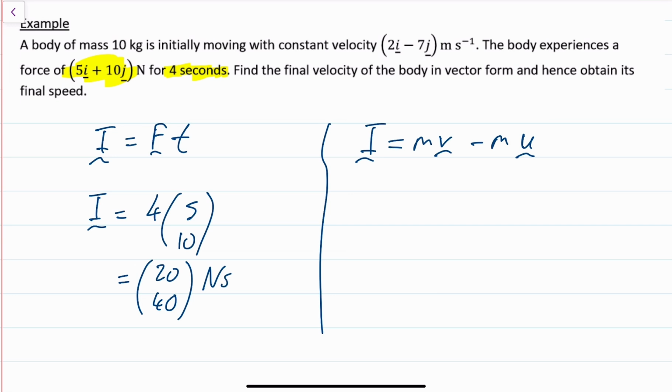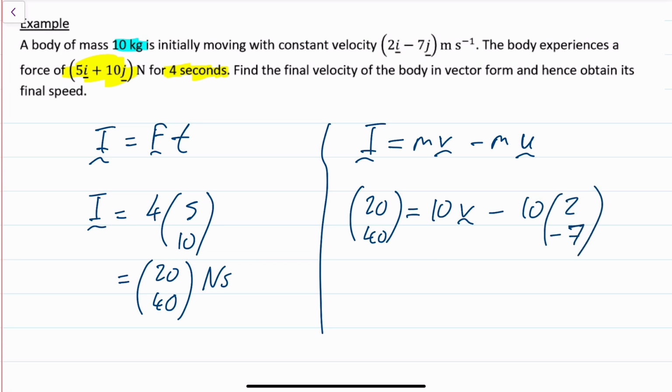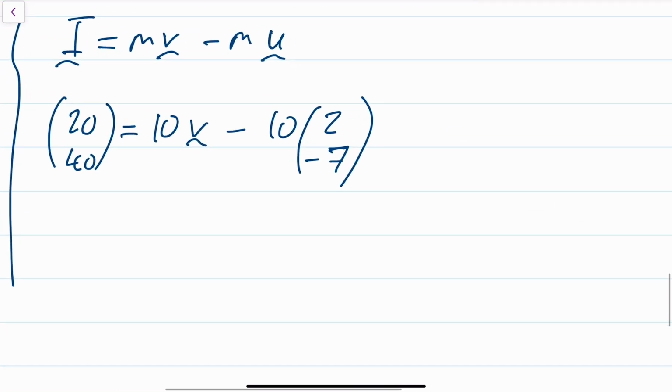So then we can fill that in. That's on our left-hand side over here. That's 20, 40 then. And the mass then was 10. My mass is 10. So 10 times my final velocity, which we don't know. That's what we're trying to find out, of course. Minus 10 times my initial velocity, which is 2, minus 7. So we'll just zoom in on this. That's what we're going to work with.